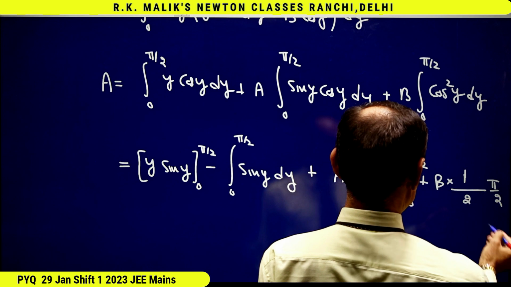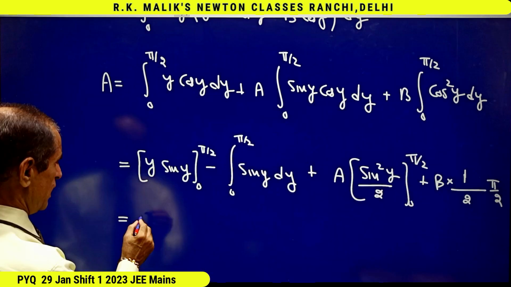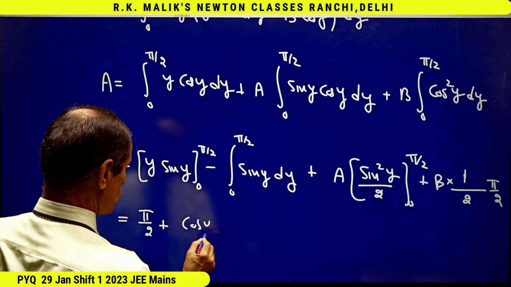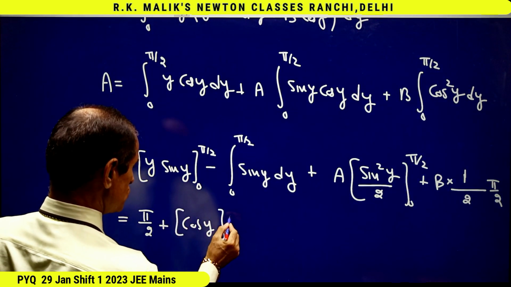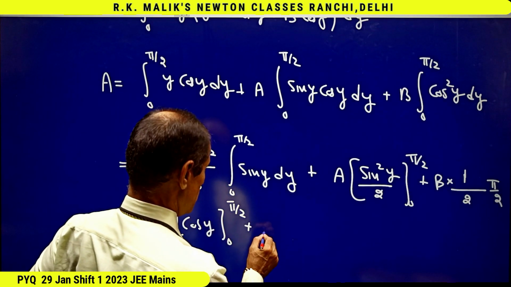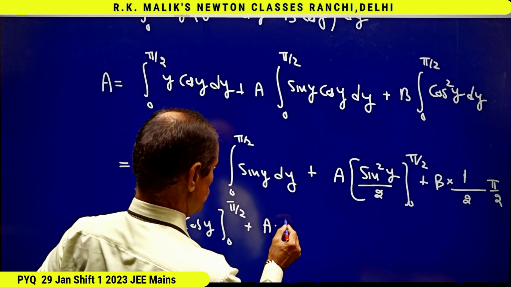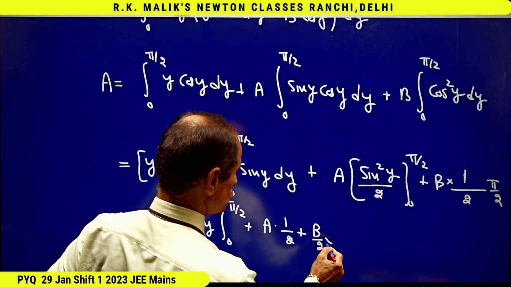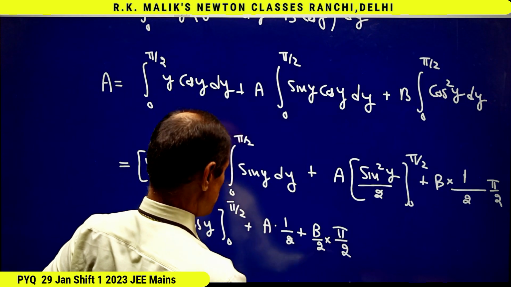And I get pi by 2 is plus now cos y from 0 to pi by 2 plus a into 1 by 2 plus b by 2 into pi by 2.